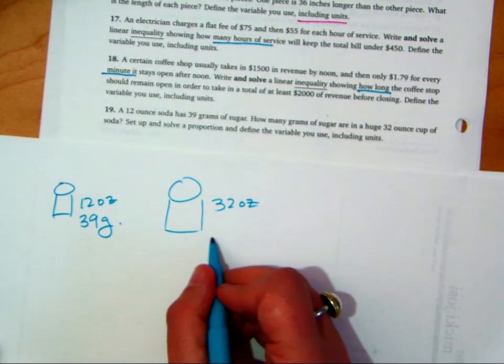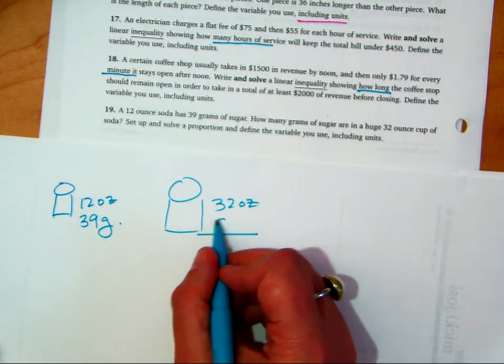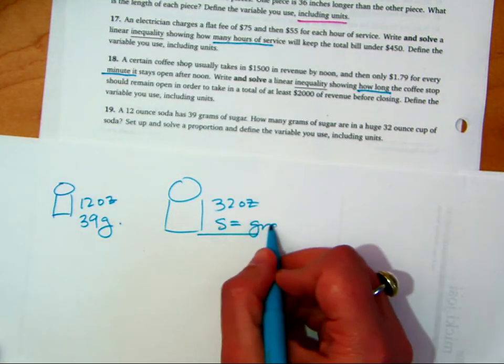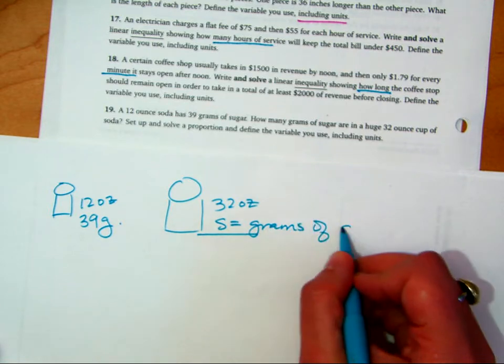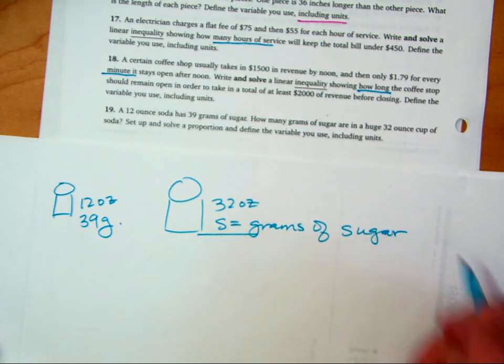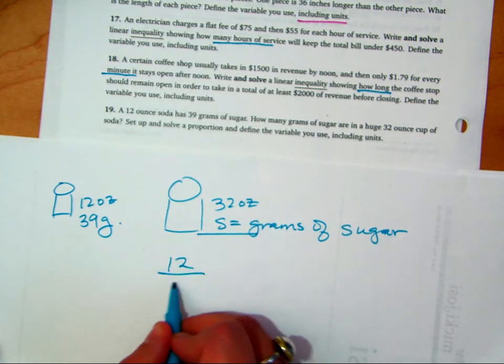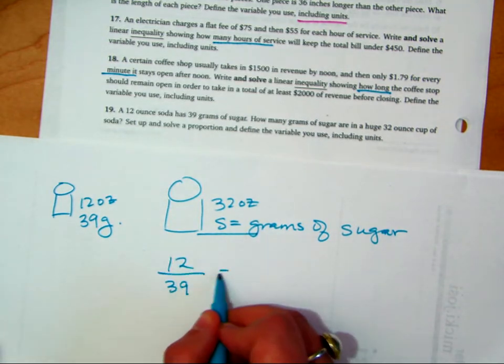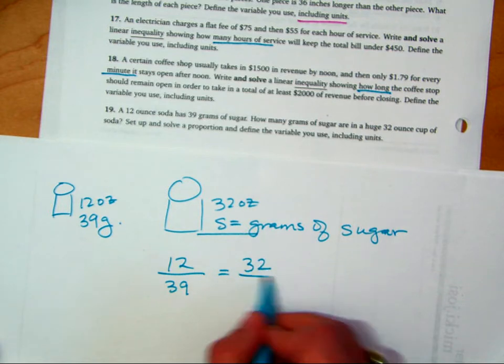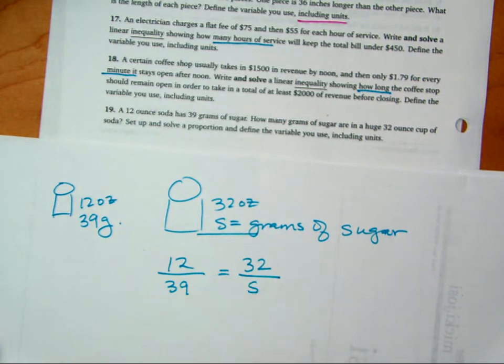How much sugar is it? So S could be the grams of sugar. And actually, we can use a proportion here. So 12 is to 39 as 32 is to S. That's just one way to set up that proportion.